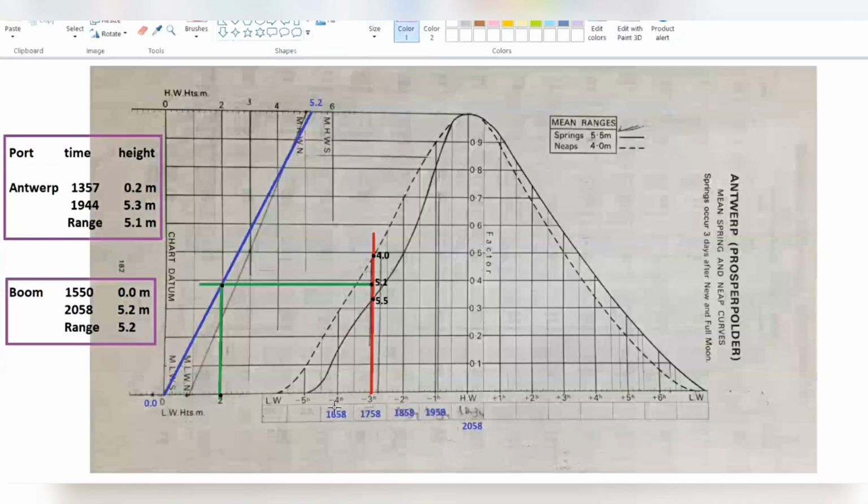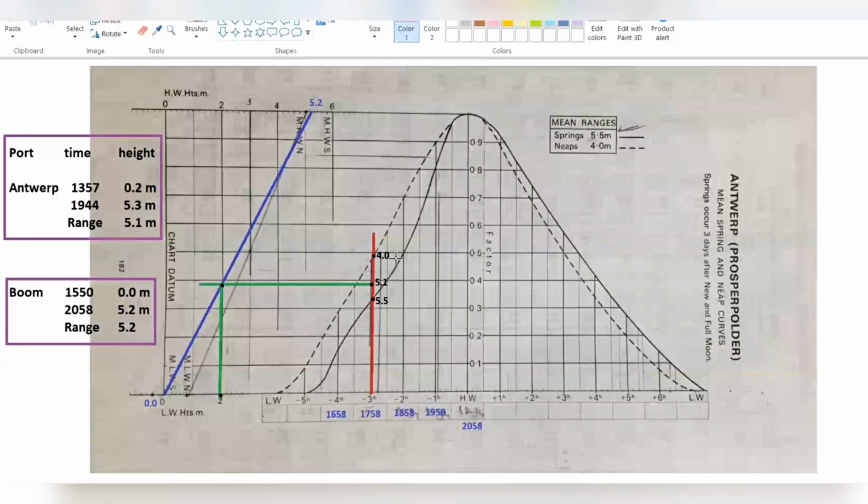This will become 1558. Which time we want? 1800 will be slightly to the right, 2 minutes to the right of this middle line, which is showing -3. So slightly to the right, you draw this red line vertically. It will intersect this spring curve here, that black dot, and this neap curve here at this black dot. Spring is given as 5.5. See here, spring given 5.5. So write 5.5. And neap is given 4.0.